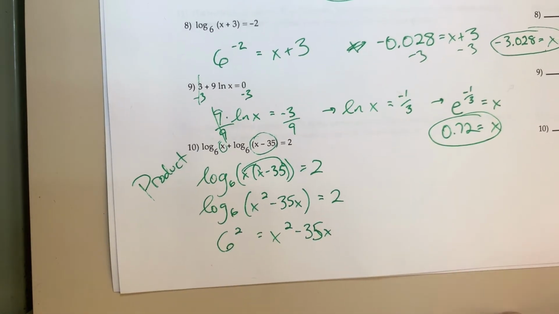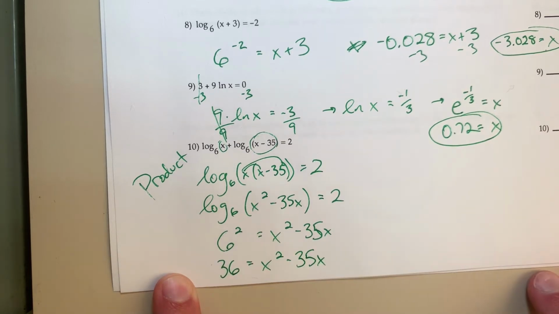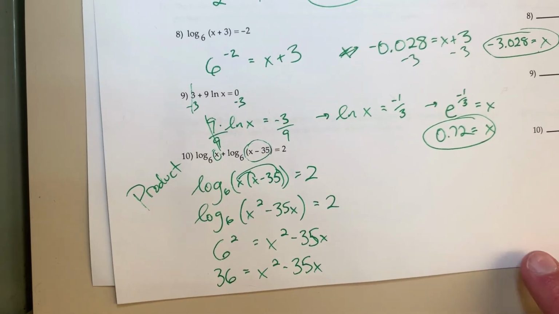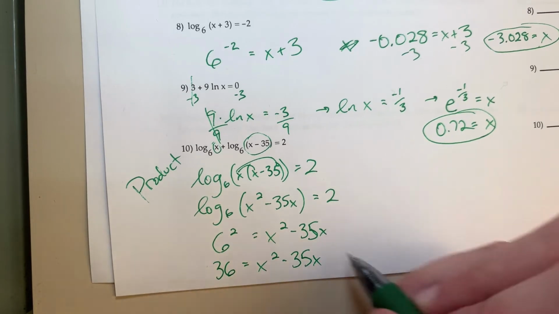And so now I look at this, right? I can say 6 squared, that's just 36. And then from here, I want to solve this, but you see that there's an x squared involved. So this is going to be a quadratic.